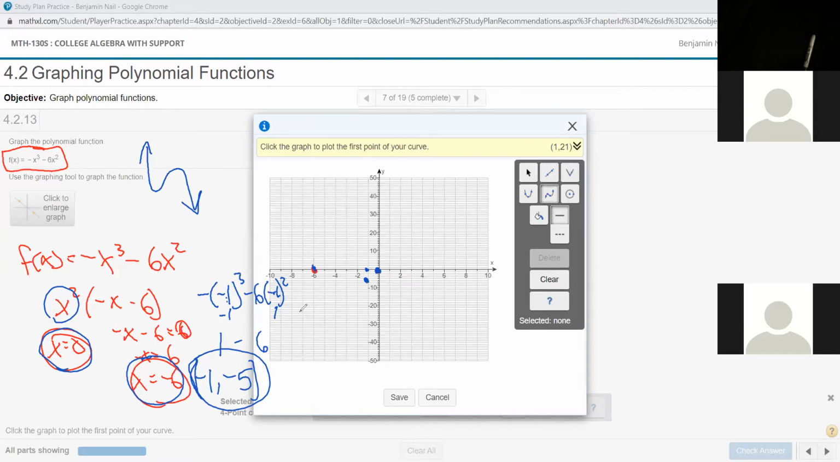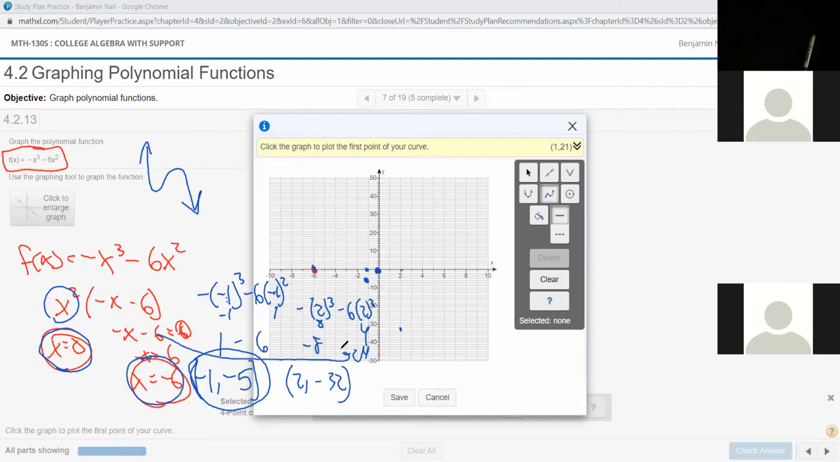Okay, same thing. I need a point over here. I'm going to pick an x value of 2. If I plug 2 in, then -2 cubed minus 6 times 2 squared. 2 cubed is 8. Negative of that is -8. 2 squared is 4. -6 times 4 is -24. -8 and -24 is -32. So if I plug in a +2 for my x, I'm going to get a -32 for my y.